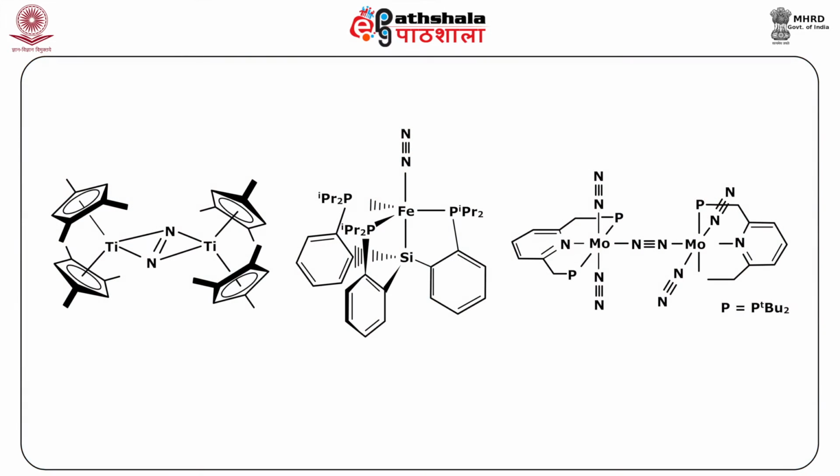The active sites of these bacteria contain iron, molybdenum, and sulfur. Inspired by this, a large number of iron and molybdenum complexes have been synthesized and research is under process to develop efficient iron and molybdenum based artificial catalysts. A number of examples of dinitrogen complexes based on iron, molybdenum, and titanium are shown here.